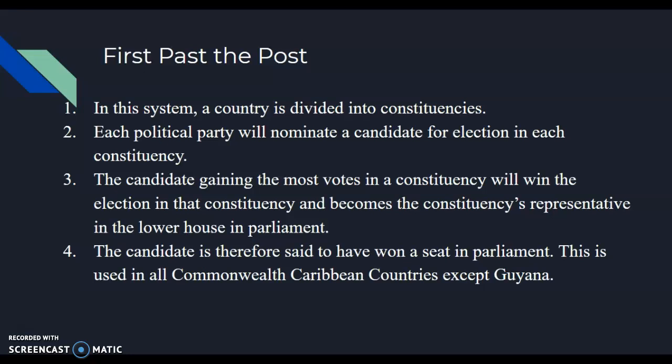Now, this system is used by all Commonwealth Caribbean countries except Guyana. So yes, Jamaica uses this system, the first past the post system. How do we identify it? A common way of identifying a first past the post system is that the country is divided into constituencies and there are candidates representing each constituency. The candidate who wins a constituency gets a seat in parliament. So how do we determine the winner? The party who gets the most seats will then form the government.